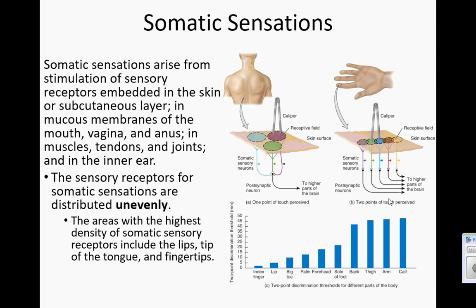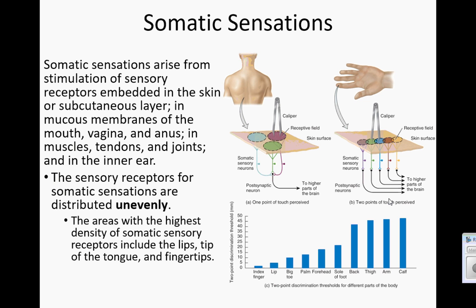Some places of our body are really sensitive with regard to these somatic sensations. Remember, somatic sensations are those that arise from sensory receptors in our skin, the skin in our subcutaneous layer, mucous membranes, mouth, vagina, and anus, and then our proprioceptors that are located in the muscles, tendons, and joints. And then the inner ear as well, which we're not really going to talk about quite yet.